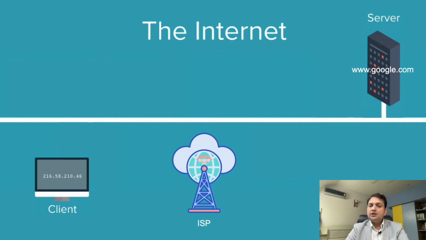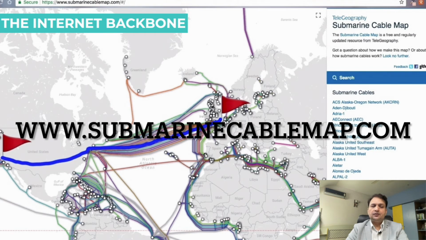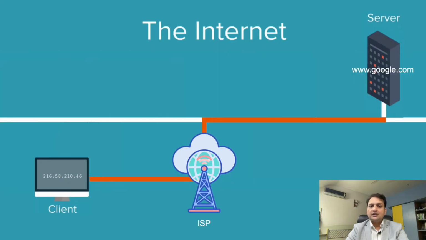Now our computer will send a request for this IP address to our ISP, and our ISP will now route our request to something called the Internet Backbone. Internet Backbone is not just a name, but it's the giant network of cables and wires that make up the internet. You can see this giant network by visiting submarinecablemap.com. Our request will travel through these wires and will be routed to the computer whose IP address we have requested, which is the Google server in this case.